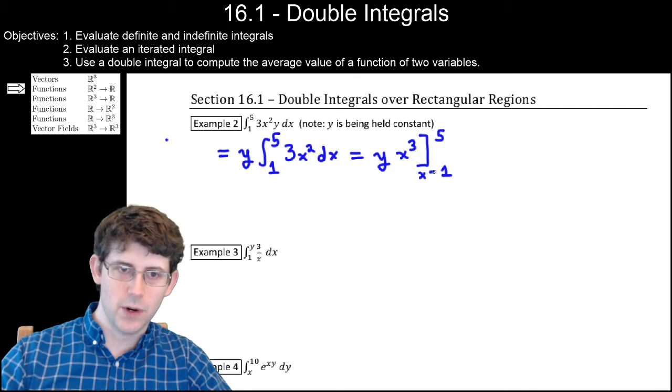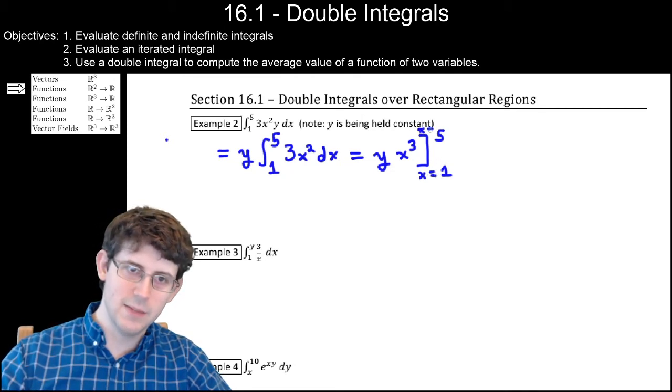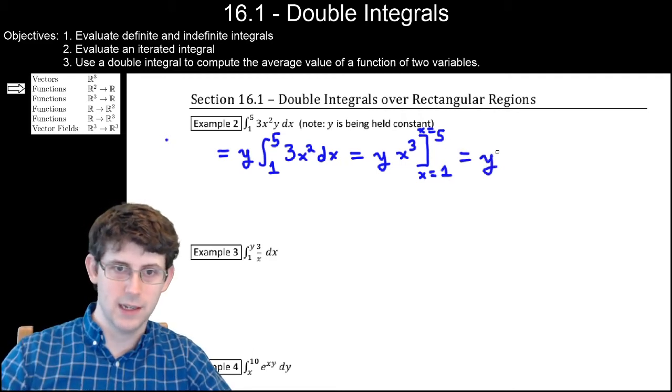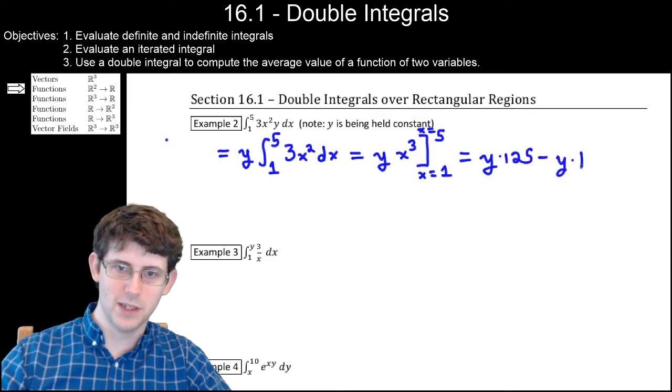The answer is 1 and 5 are x's because they're bounds for an x integral. But just to be more clear, I would recommend that you keep track of what your bounds are by writing it in with the bounds. Then you're in no trouble. You're going to do y times 5 cubed minus y times 1 cubed. So you end up with 124y.